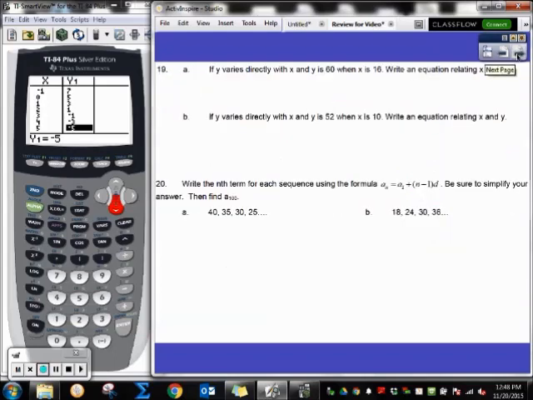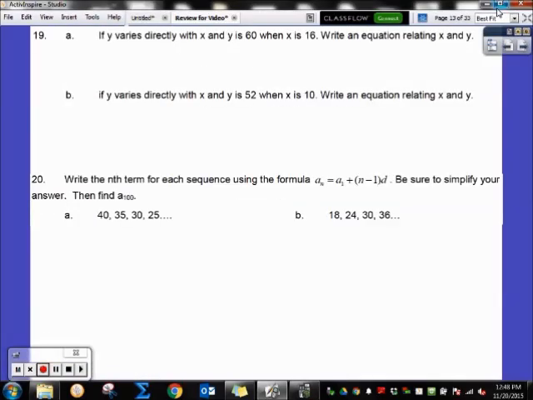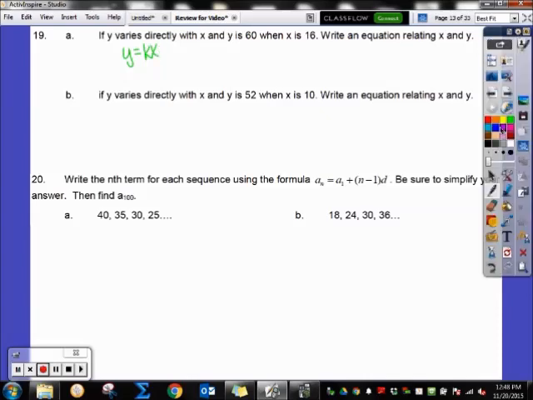Okay, if y varies directly with x, and y is 60 when x is 16, write an equation relating x and y. Well, remember this is one equation that is not on your chart: y equals kx. And if you're given what y and x are, so y is 60 when x is 16, you can plug it in and find k.